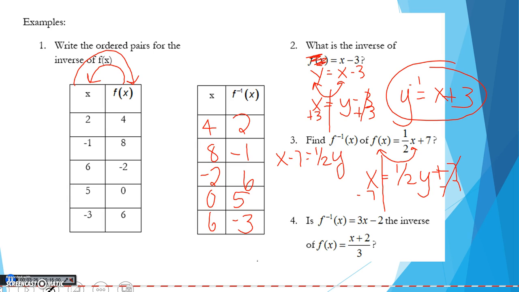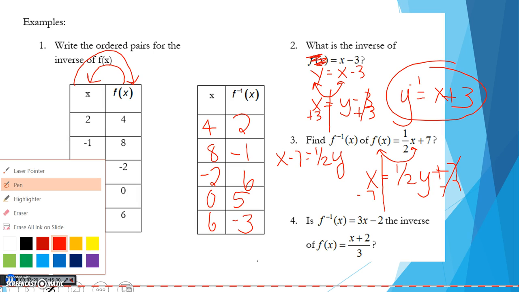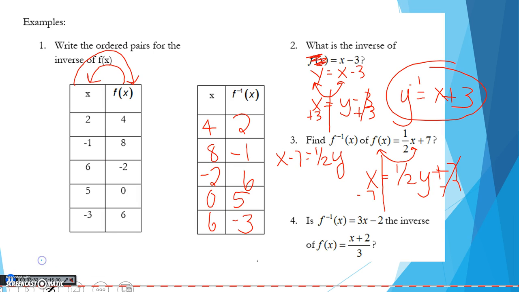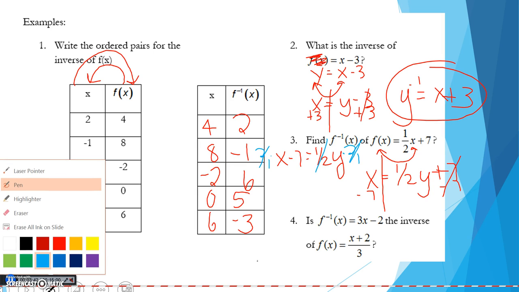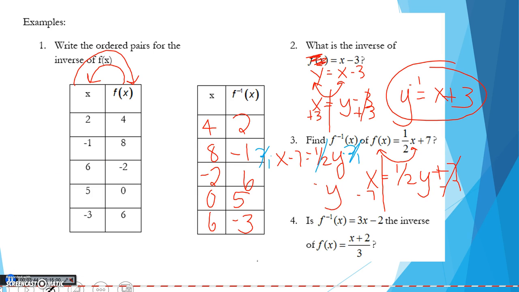Now to get rid of a fraction, what you want to do is multiply by the reciprocal. The reciprocal is the fraction flipped over. So if it was 1/2, I'm going to multiply by 2/1 on both sides. That's going to get rid of the 1/2 on the right-hand side. And then I need to distribute the 2/1 to both things on the left-hand side. So 2/1 times x is 2x, and 2/1 times 7 is 14. So the inverse is 2x minus 14.